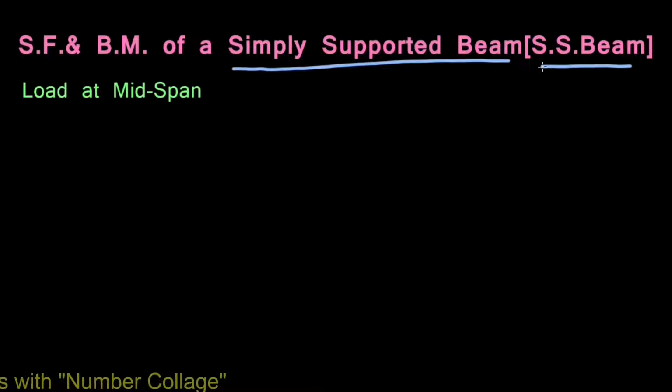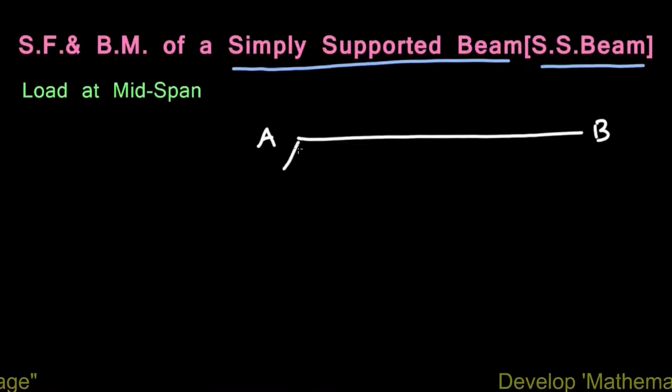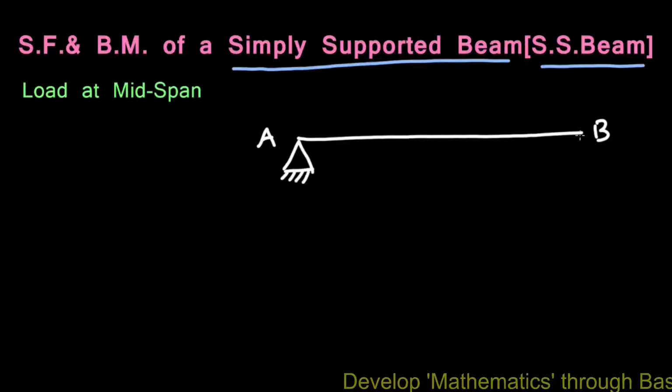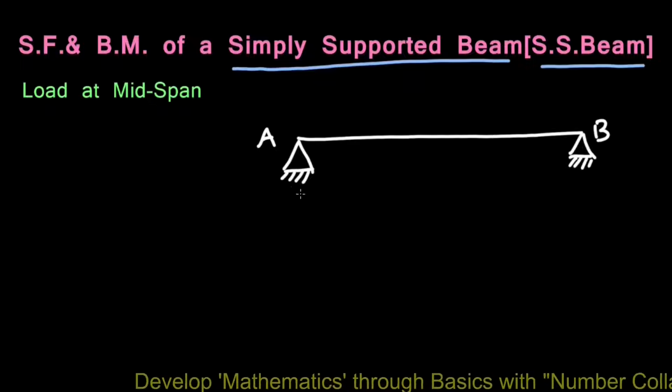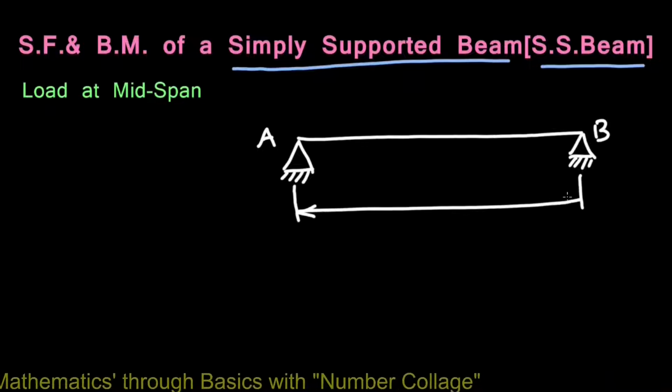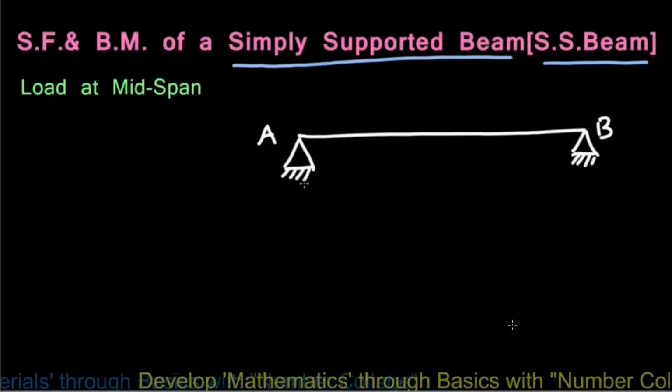The first case that we shall consider is simply supported beam loaded at the midspan. Before we move further, let us first understand what is meant by a simply supported beam or SS beam. Consider a beam AB supported at its ends A and B. Let its span be L, is known as simply supported beam or SS beam.